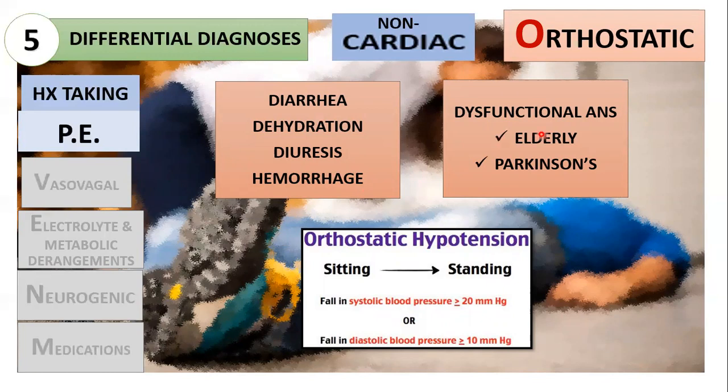So aside from the elderly, it could also be seen in patients with Parkinson's disease. And orthostatic syncope is also related to decreased volume of fluids in the body, as in the cases of diarrhea, dehydration, diuresis, and hemorrhage. So check for these factors in the history. For the PE, you could do orthostatic vital signs, where you take the BP from sitting to standing, and you would note a fall in systolic blood pressure greater than or equal to 20 mmHg, or a fall in diastolic blood pressure greater than or equal to 10 mmHg.